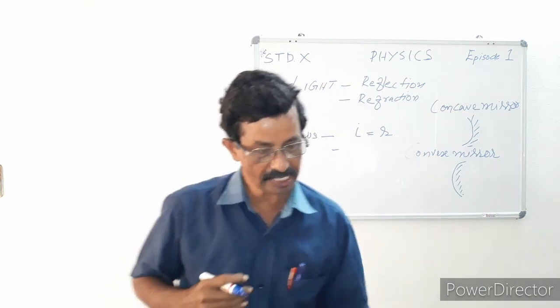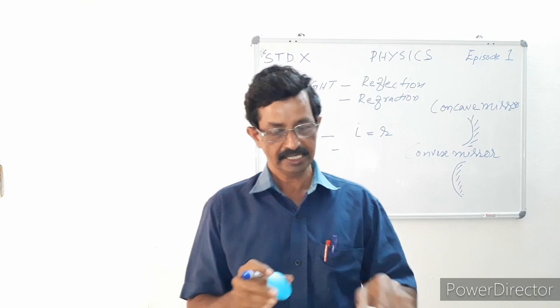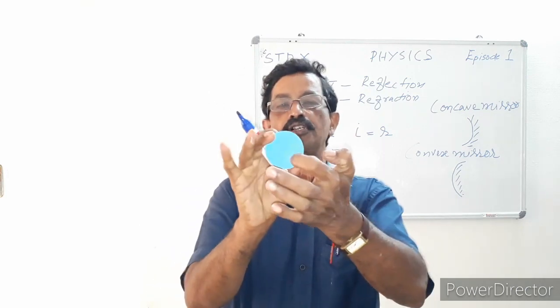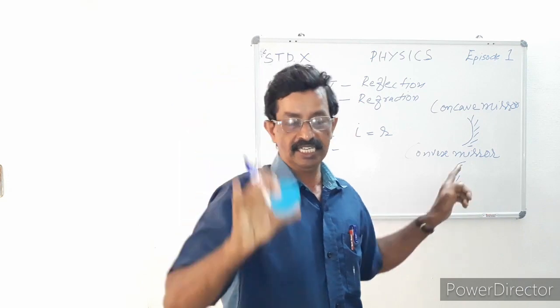For a convex mirror, the lined part is this one. Here not reflecting, here also not reflecting.